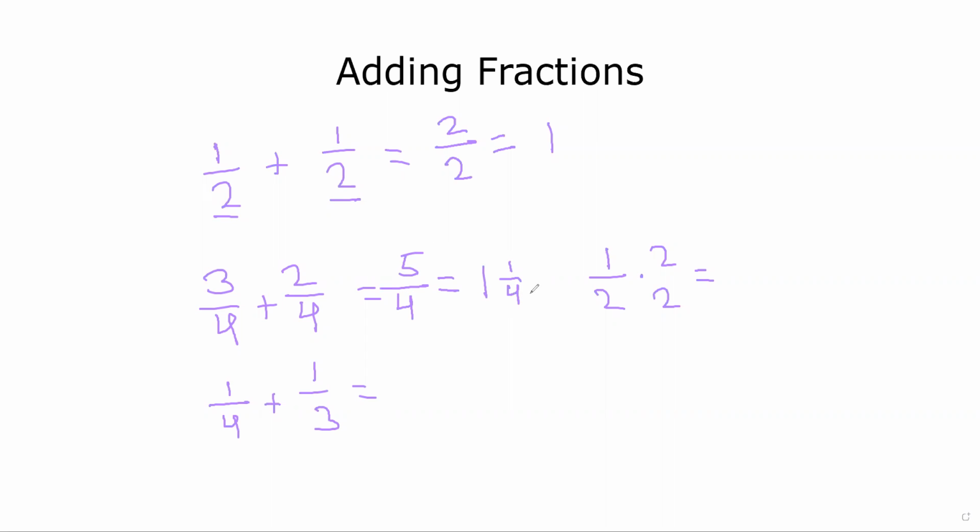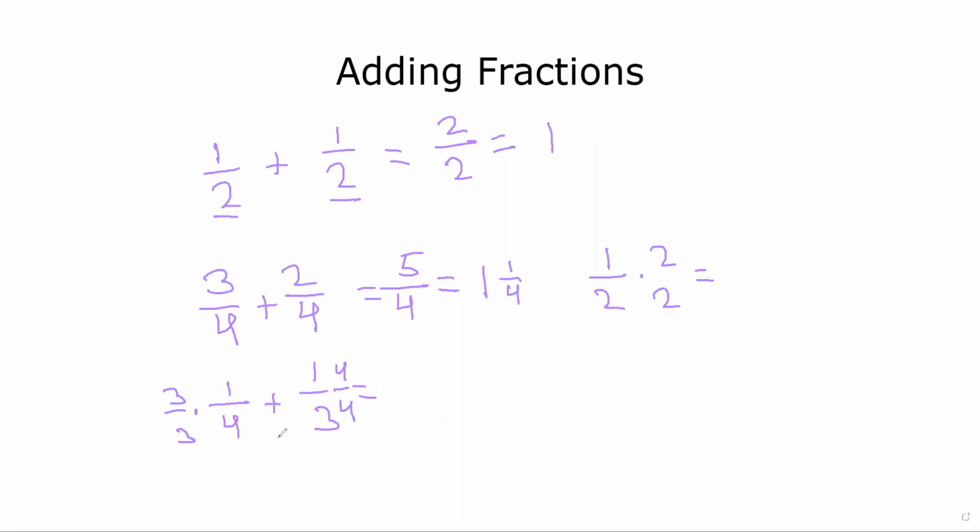Now, in our final example, it's not very easy to make either denominator change into the other one. And so what we'll do is say, okay, I can multiply 1/4 by 3 on top and bottom, and 1/3 by 4 on top and bottom.